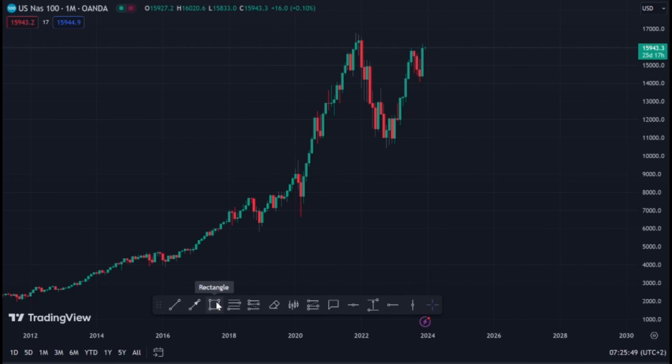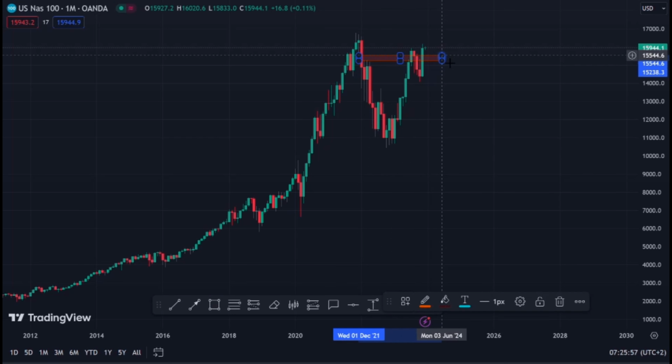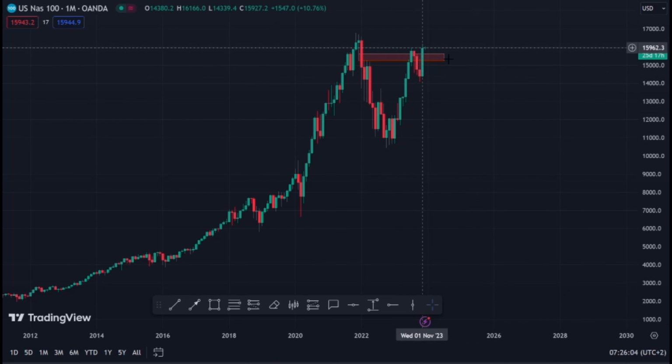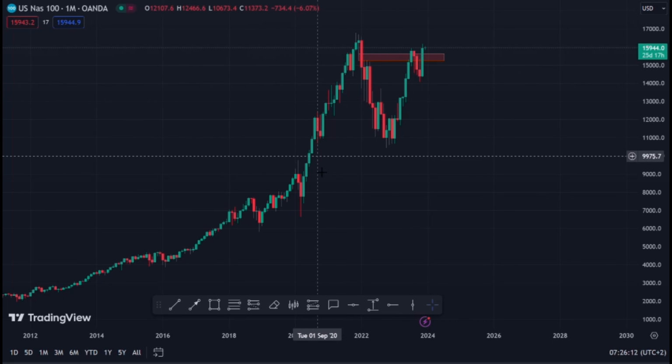But anyway, we're on the monthly chart for Nasdaq. Let's start with the fair value gap. Fair value gap right there. This is a fair value gap where we look for sales. So what did the market do? It was in July that it passed it, and after it passed it, it closed above.